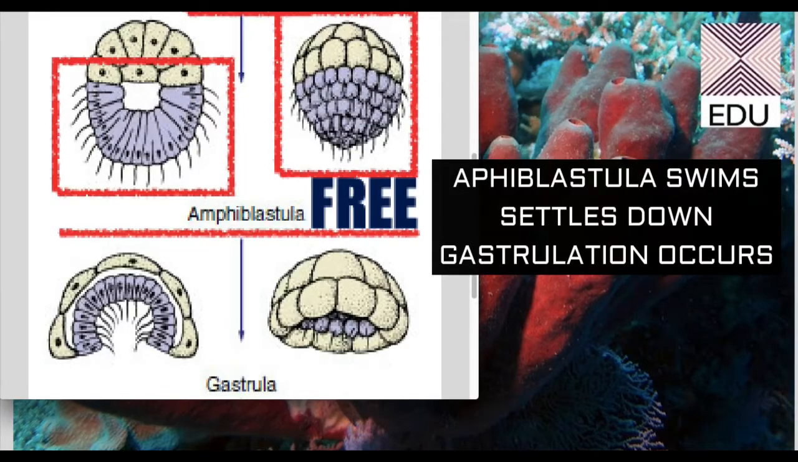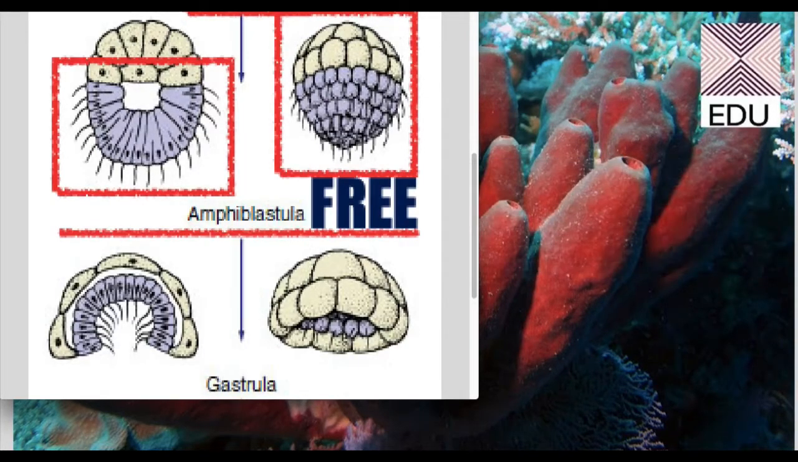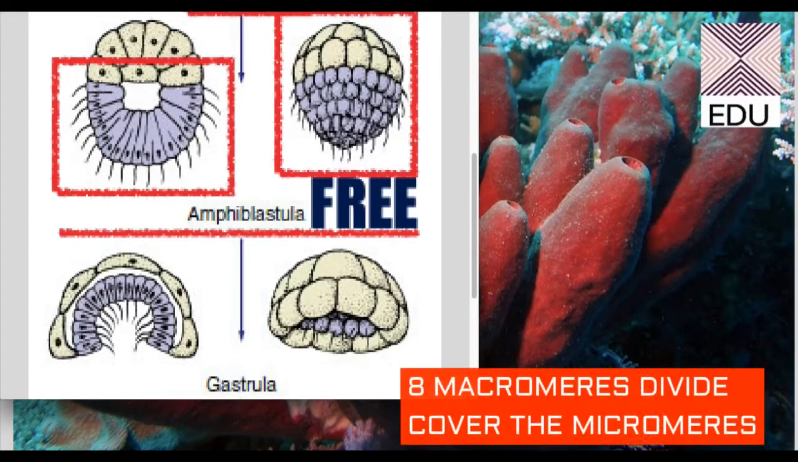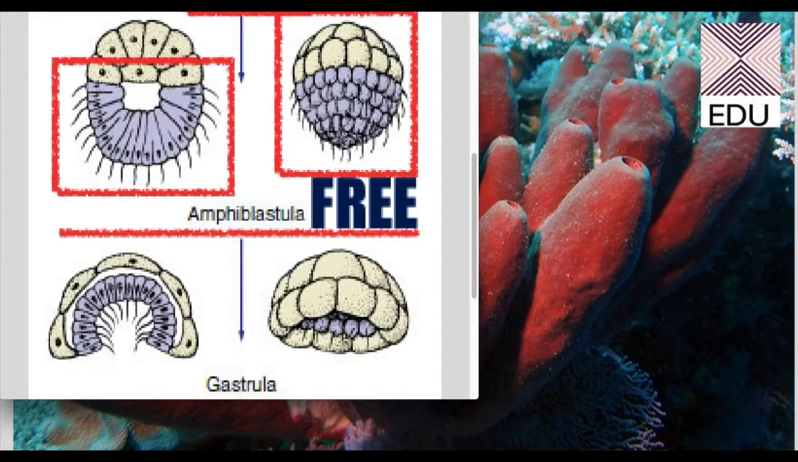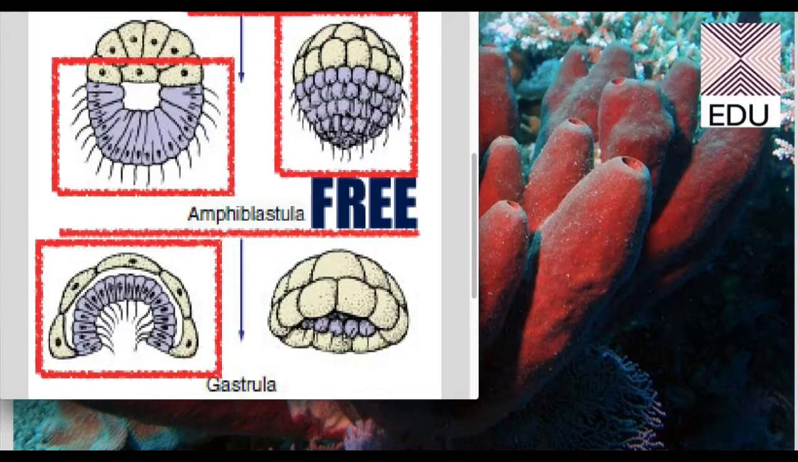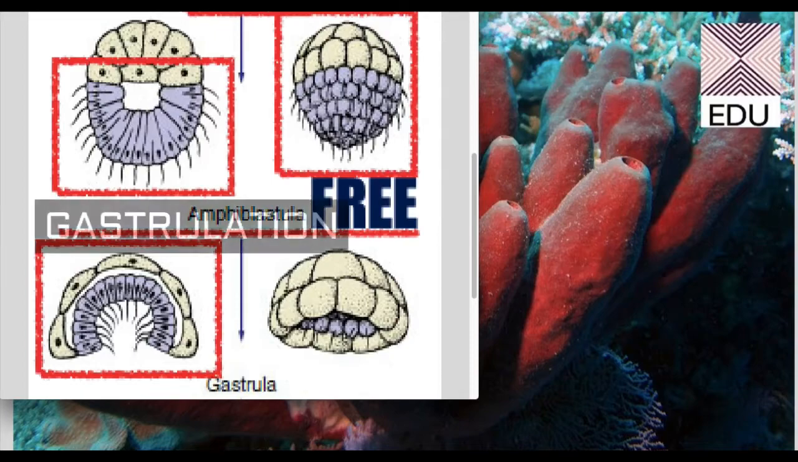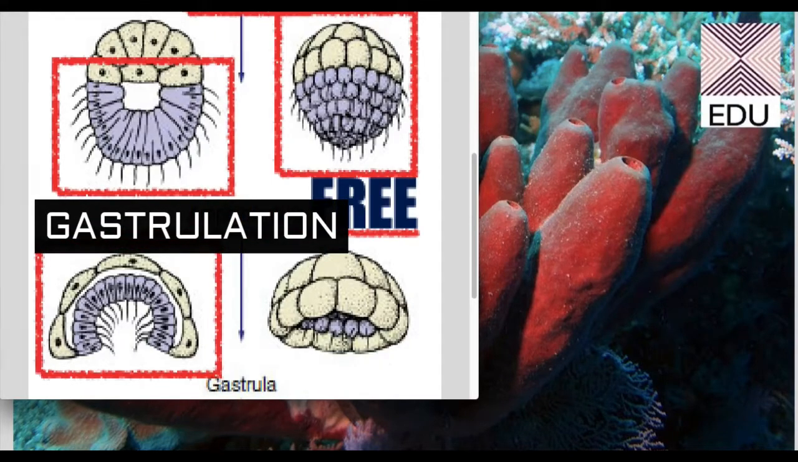So gastrulation occurs. Here in gastrulation, what happens? The macromeres now divide rapidly and they cover the micromeres. Now here in this diagram you can see the macromeres have covered the micromeres, and the flagella are again coming towards the inside. So this process is called gastrulation.